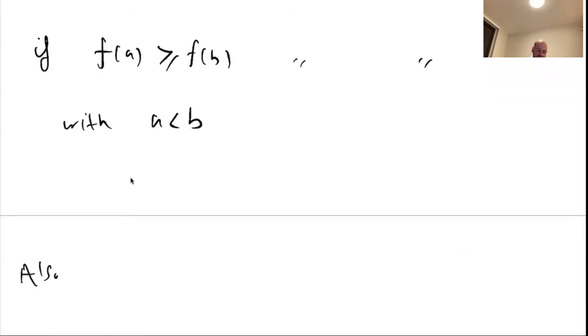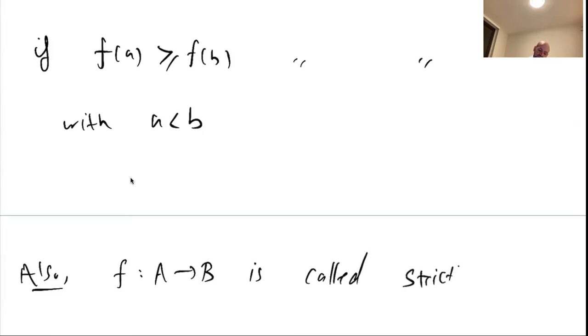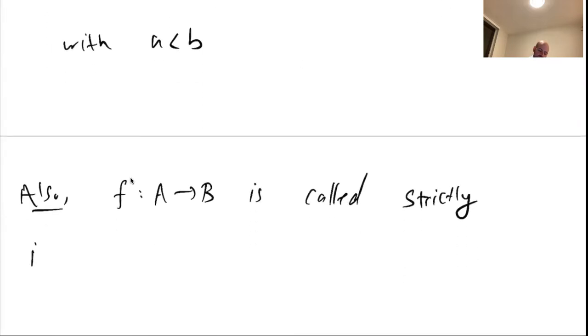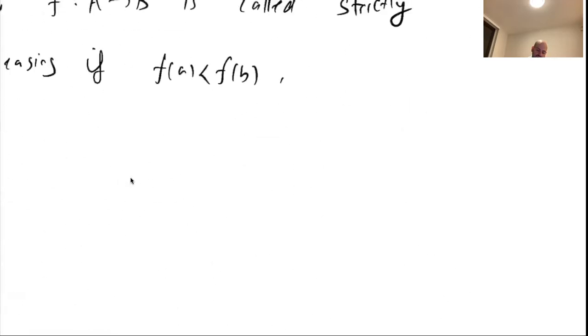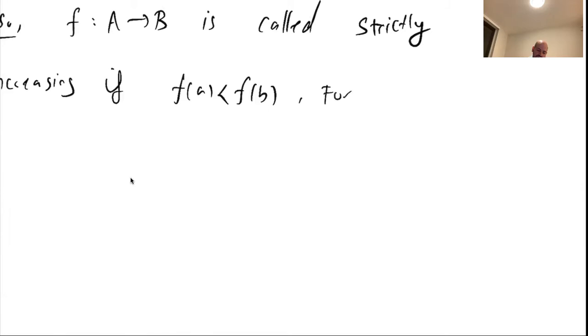So also, f from A to B is called strictly increasing if f of a is less than, this time, f of b for every a and b in the domain of f with a less than b.